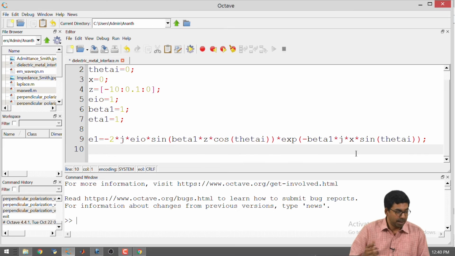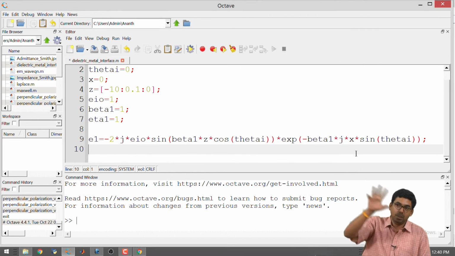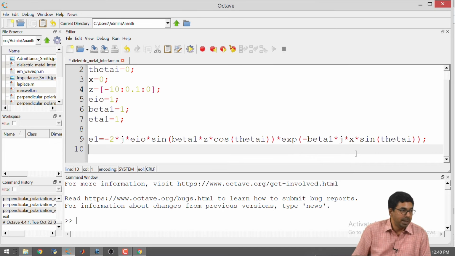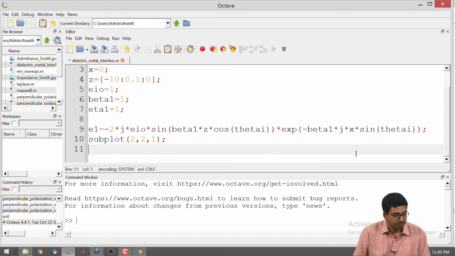I want to start creating some plots. I will divide the screen into 4 because I have E, Hx, Hz, so I need at least 3. One spot will be vacant, so that is fine. So, I will just make a subplot, 2 rows, 2 columns. The first plot that I want is of the electric field.